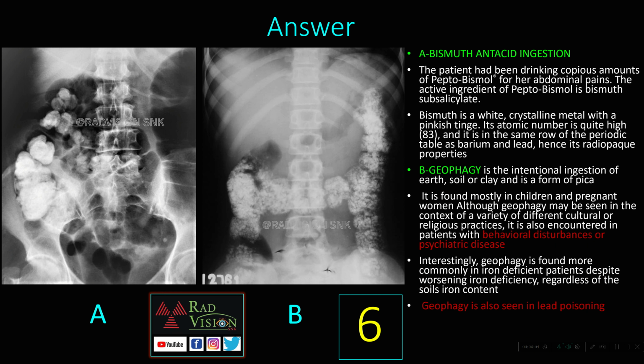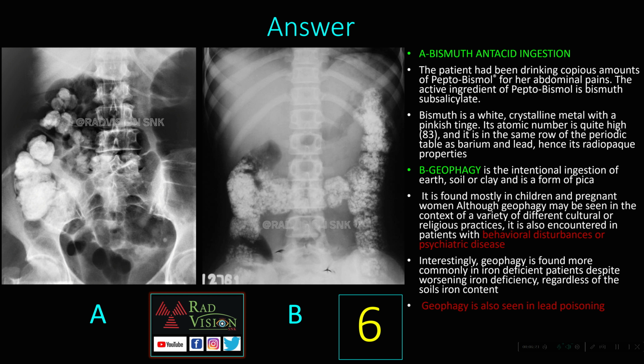So here A is nothing but bismuth antacid ingestion. You can see multiple radiopaque bismuth substances in the bowels. This patient has been drinking copious amounts of Pepto-Bismol for abdominal pain, which is bismuth subsalicylate. Bismuth is a crystalline metal with a high atomic number, which is why it is radiopaque.